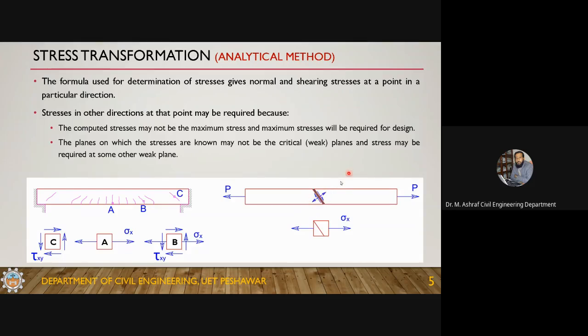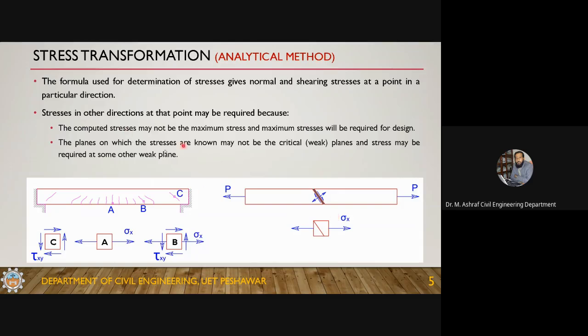So you need to have this one, the normal, and this one, and then if you know these stresses, you can select appropriate glue which you can apply here at this location to avoid failure. Okay, so this is the case.